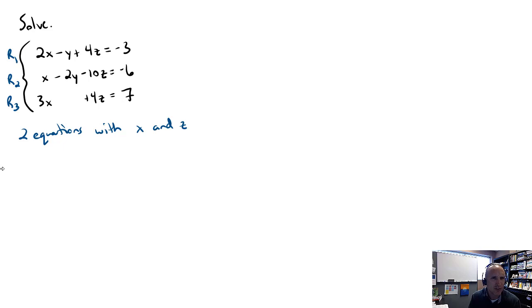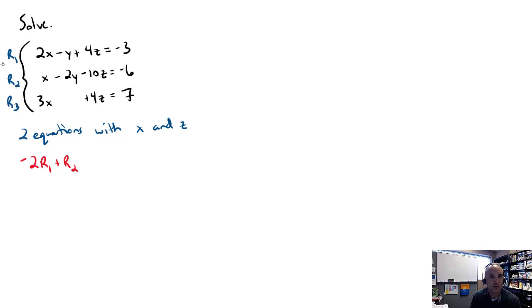Okay, so if I analyze my y's, I've got a negative y and a negative 2y. If I can make the negative y in row 1 into a positive 2y, then it would cancel with the negative 2y in row 2. And to make this negative y into a positive 2y, I need to multiply row 1 by negative 2. So I'm going to take negative 2 times row 1 and add it to row 2.